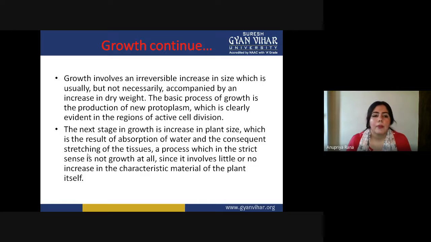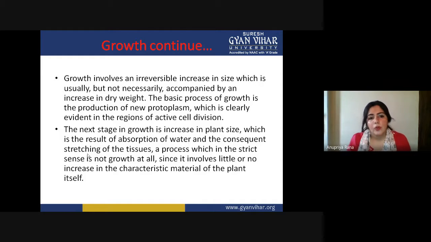Okay, so what happens when growth is involved? It involves an increase in size, which is usually but not necessarily accompanied by an increase in dry weight. Sometimes when we talk about growth inside a plant, it may increase in length, but at the same time it may not increase in dry weight. So that's not the same thing. Fresh weight can differ, but dry weight cannot be different.